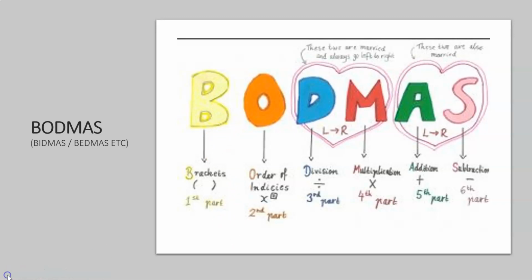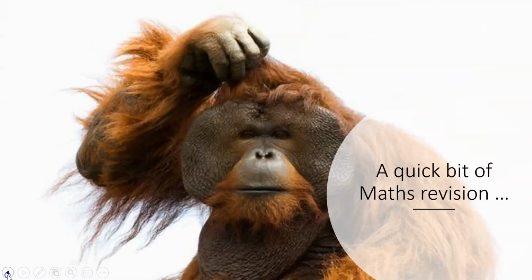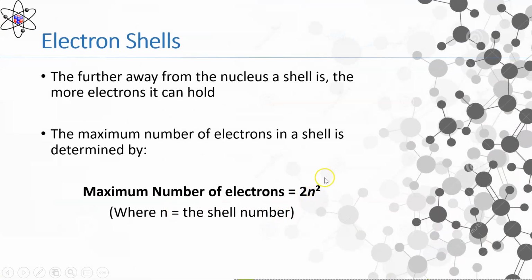Now, if we look back here, we have an index that we need to use. So we've got 2n to the power of 2. That means 2 times n to the power of 2. So we need to do this index before we can solve this whole problem.